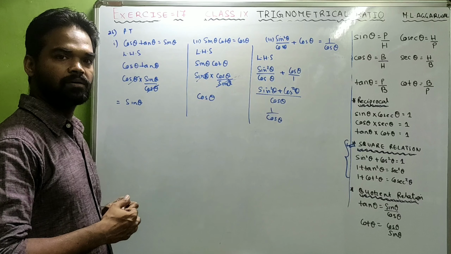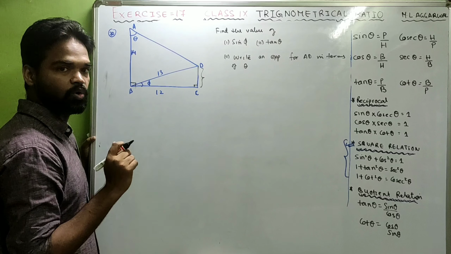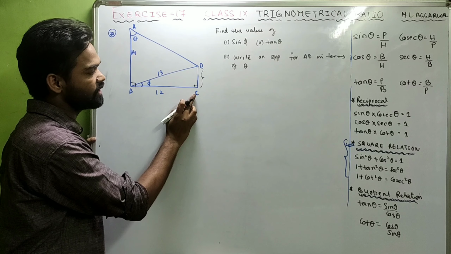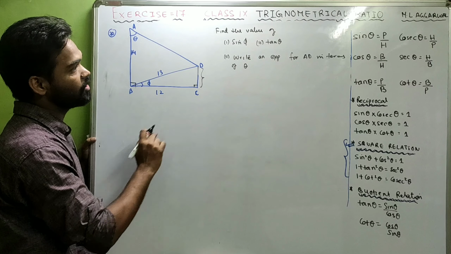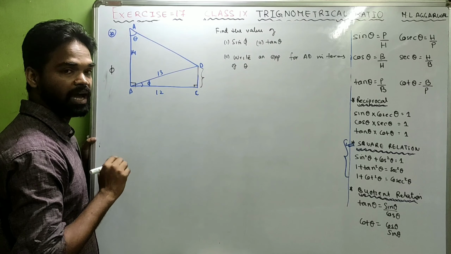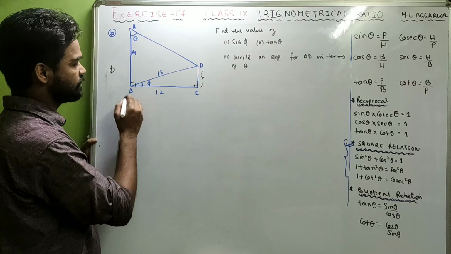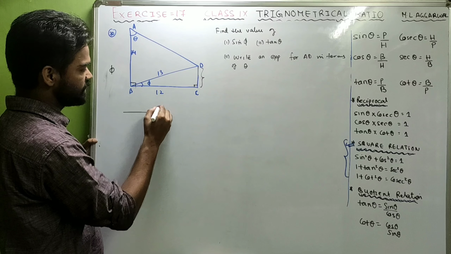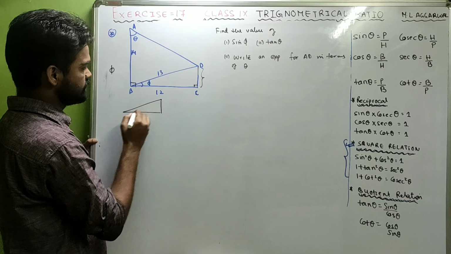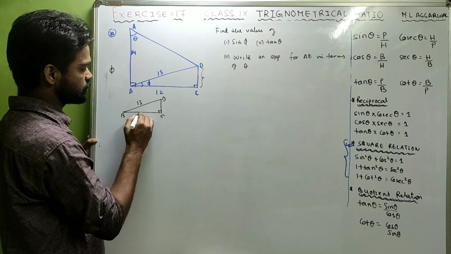Now let us look at the next sum. Now look at sum number 30. ABCD is a quadrilateral where angle B is 90, angle C is 90. Find the value of sin phi, this symbol is known as phi, and tan theta, and write an expression for AD in terms of theta. Very easy. First of all, look at BDC. This is 90, this is 13, this is 12.